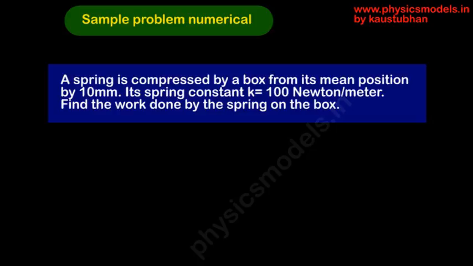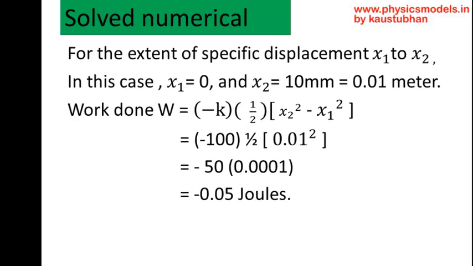Let's look at a small numerical which will help us to clarify this concept. So somebody compresses a spring using a box on top of it by 10 millimeters. Spring constant is given, and our job is to find the work done by the spring on the box. So we use the same concept and plug in the equation. Here the spring was initially in its rest position, so x1 is 0. It was compressed to x2 equal to 10 millimeters. Convert everything into 1 unit and you will get work done is minus 0.05 joules.